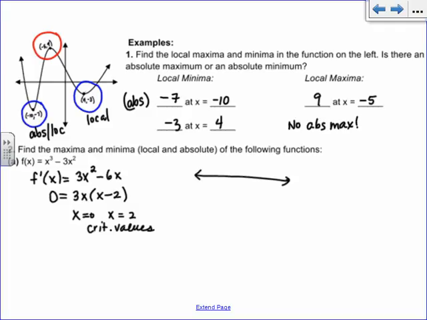Is there ever a place where f prime is undefined? No, there's no denominators or square roots or anything like that. So there's never a place where it's undefined. All right, so we're going to put those critical values on our number line. So I put 0 and 2 on the number line, and I test in each interval. I want to test to see if my f prime is positive or negative. The easiest place to test is to go back to the 3x times x minus 2.